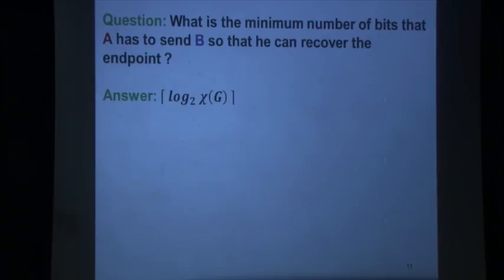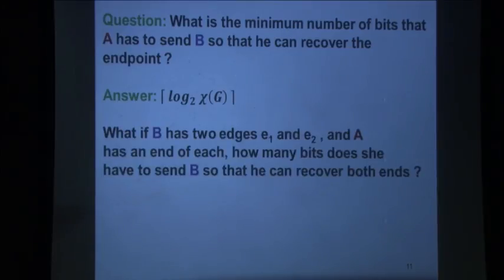Okay, so that's simple. But one main theme in information theory is that things become more efficient when communication becomes longer, or when we repeat things many times. So let's ask now what happens in the same game, on the same graph, if Bob now has two edges, E1 and E2.